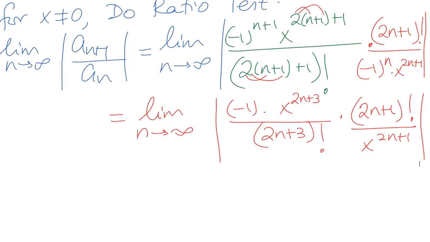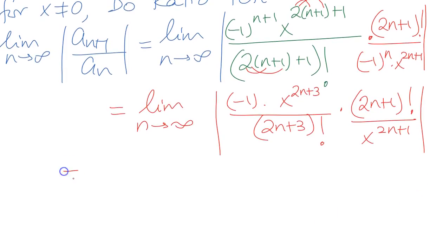What do you get when you simplify? That's my question. Alright guys, so we have the limit as n goes to infinity of negative 1 times. Now how many extra x's do you see in the numerator? Here this power has 2n plus 3, this power has 2n plus 1. The difference in their powers is 2, so you're going to have x to the power 2 in the numerator.